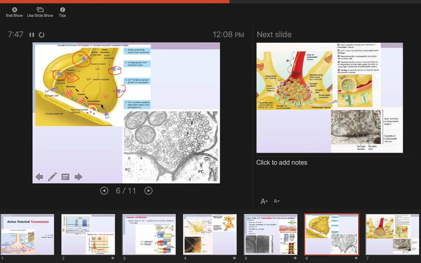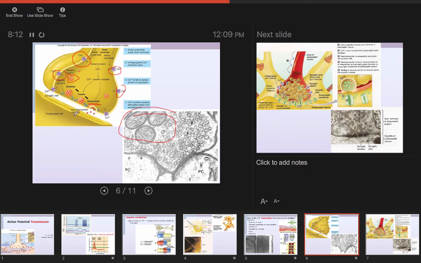Here you can see a slightly better depiction of the end of a synaptic neuron. And because exocytosis is active, we need lots and lots of mitochondria, and we also are going to have a lot of synaptic vesicles in here. And so again, this explains why we get this swelling at the very end of the axon and why we have this synaptic knob.